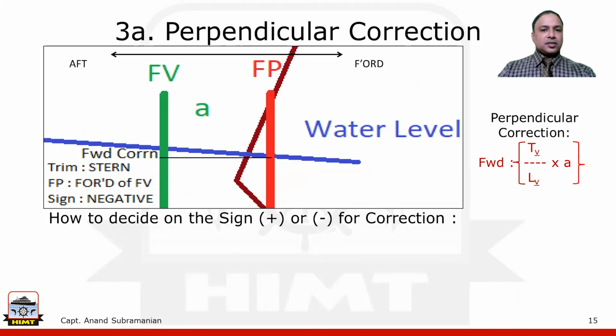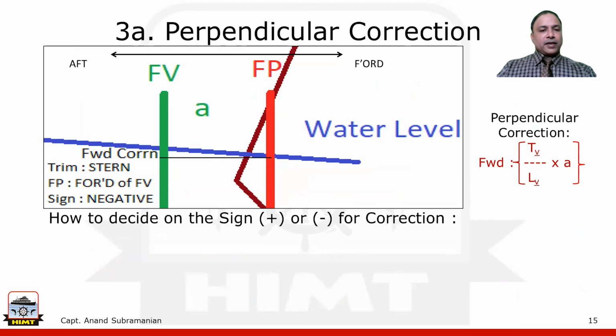What you see over here is a magnified view of the forward of the ship. This is the stem of the ship. This is the forward perpendicular. This is the present water level. And this is a visual draft mark. So basically, the ship has got a stern trim, so that is why the water level is sloping a little towards the aft.